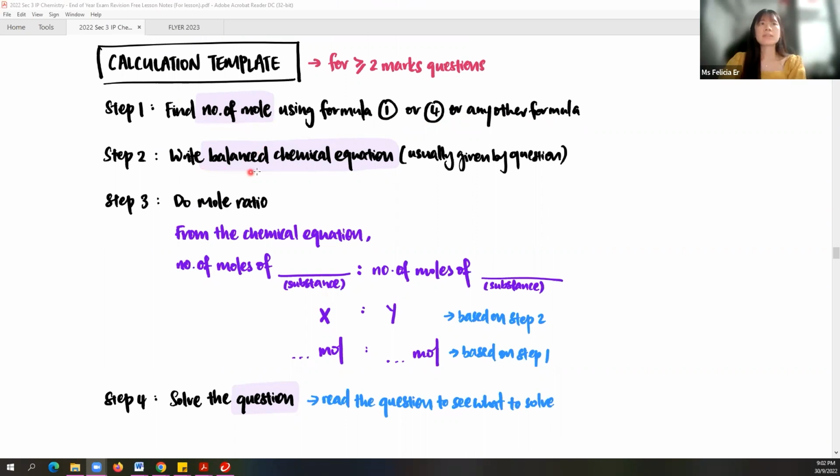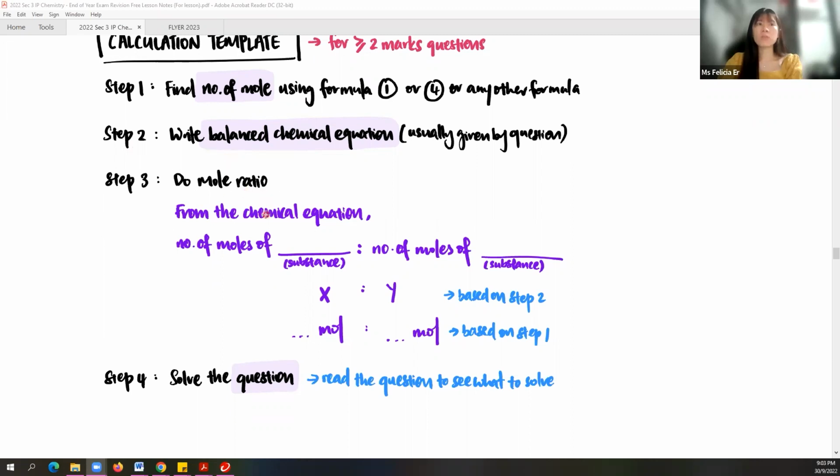Yeah, then second step is you write a balanced chemical equation. Usually the question will give you, but if they never give you, then you just balance on your own. Then after done with step 2, you move on to step 3, which is called the mole ratio. So this is a template. Please memorize it, the purple color one. Yep, so for the purple color one, you always write down from this a presentation of answer.